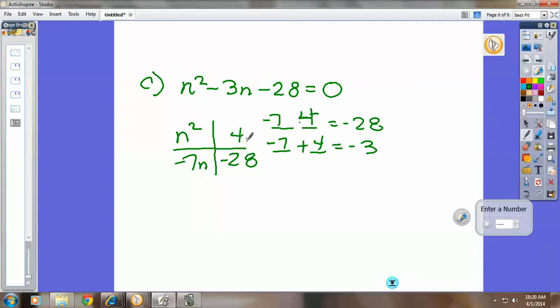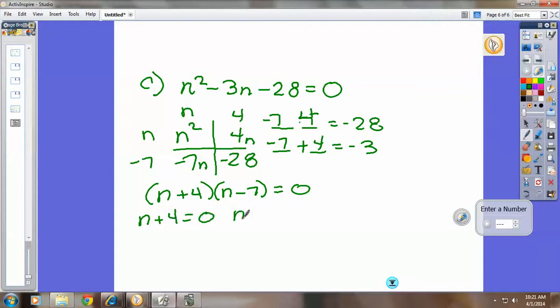So factor each row and column. So you put it in there. And then here we have n and -7. So our factored form would be n plus 4 and n minus 7 equals 0. Let's set each factor equal to 0 and solve. So we should have n as -4 and n as +7.